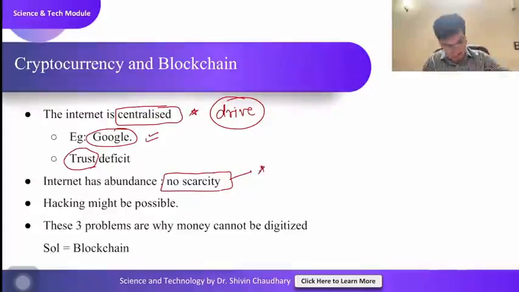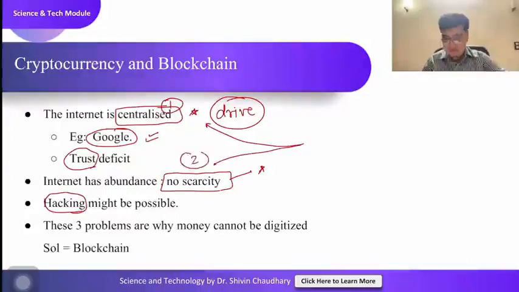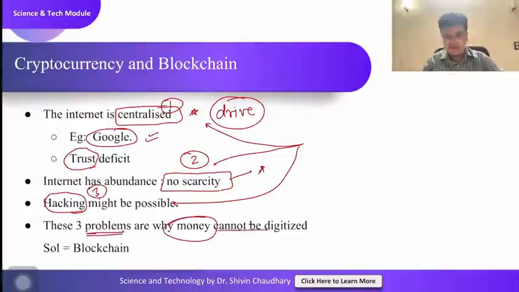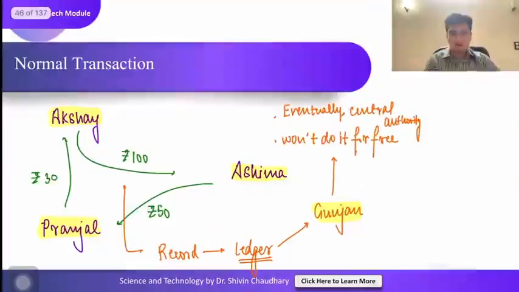Third thing is you might be able to hack, right? If it is done on digital platforms, you might be able to hack it. So these are the 3 problems of the internet. One, it is centralized. Okay, forget the money example now. Second, there is no scarcity on the internet, and third, it is possible to be hacked. So these are the 3 problems why we couldn't put money as a digital file on the internet, right? Now, blockchain solves exactly this problem. This problem of money not being digitizable. This exact problem is solved by blockchain.